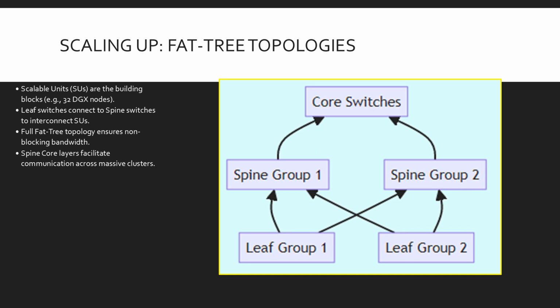This diagram shows the hierarchy. Leaf groups at the bottom connect up to multiple spine groups. These spines then connect to core switches. This mesh ensures that if a node in leaf group 1 needs to talk to leaf group 2, there are multiple non-blocking paths available, maintaining high throughput across the entire data center.